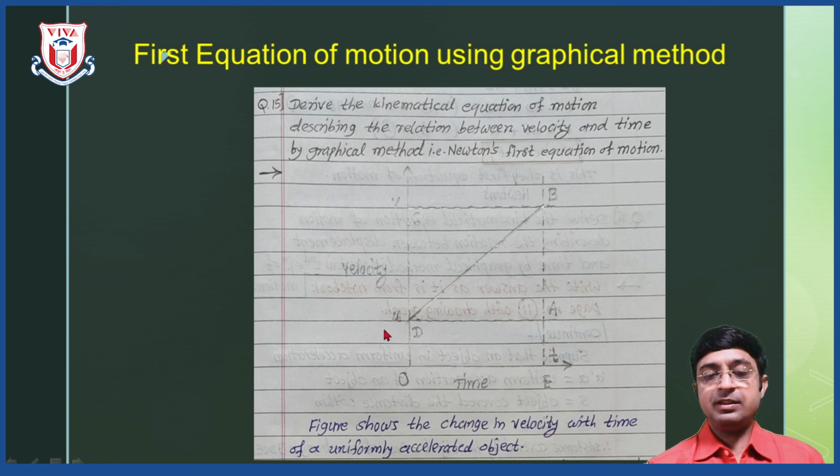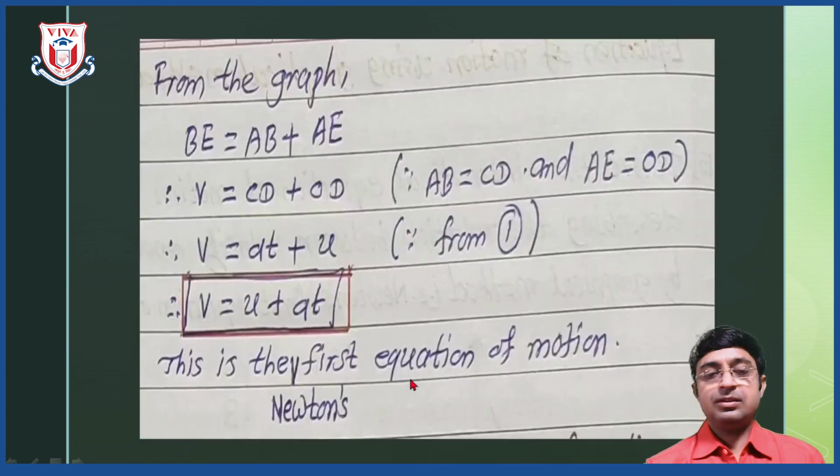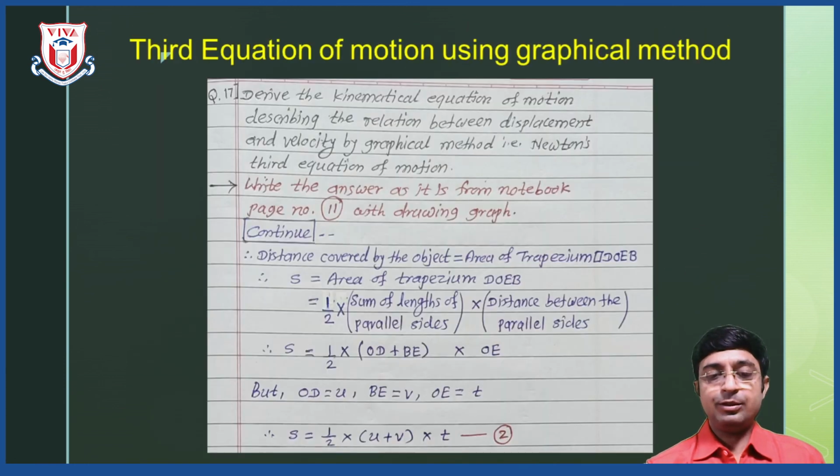Which trapezium are we taking? That is DOEB. And the two parallel sides: the first parallel side is OD and the second parallel side is BE. Now what is the height between these? This is the perpendicular distance between these two parallel sides, that is DA or OE. Clear? Now see there. In this way we are taking the proper values from the graph and substituting here. So half multiplied by the sum of parallel sides, that is OD plus BE, multiplied by the distance between the parallel sides, that is OE. But we know the values.